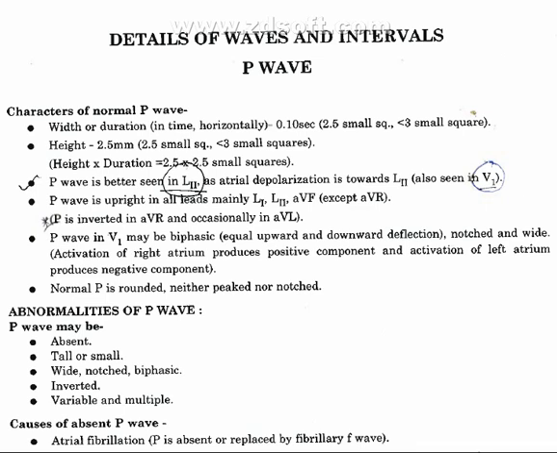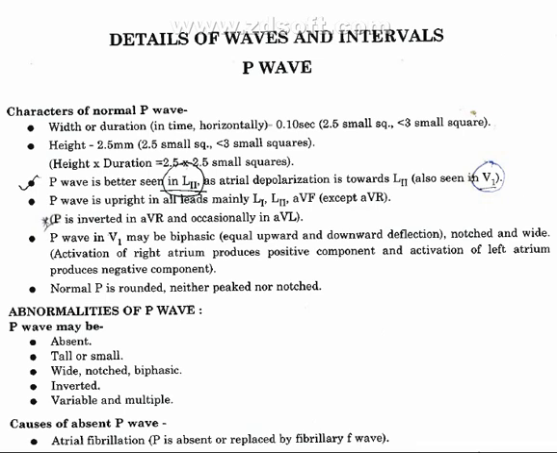The P wave is better seen in lead 2, as atrial depolarization is towards lead 2, and is also seen in V1. The P wave is upright in all leads, mainly lead 1, lead 2, aVF, except aVR. P is inverted in aVR and occasionally in aVL.